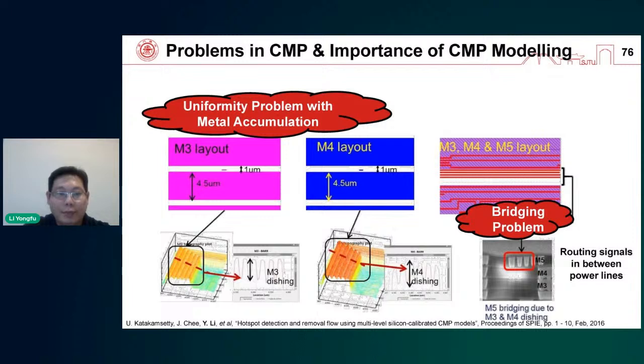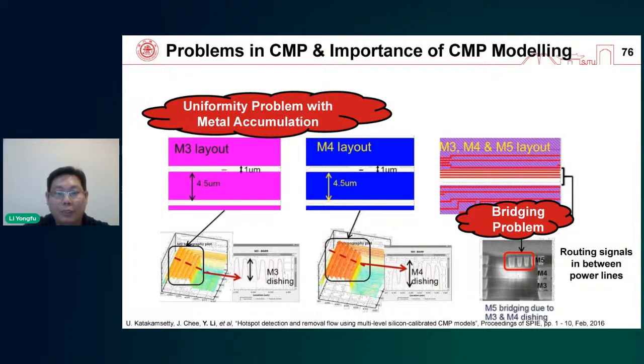We realize that, as you can see over here, these are typically our power and ground metal lines in our design. And usually, because of the space constraint that we have, we will do routing at different layers in between the power lines. These create problems because they are of different density and different topography. And that's why these metal lines at the M5 layer actually cause shorting later on within the power lines.